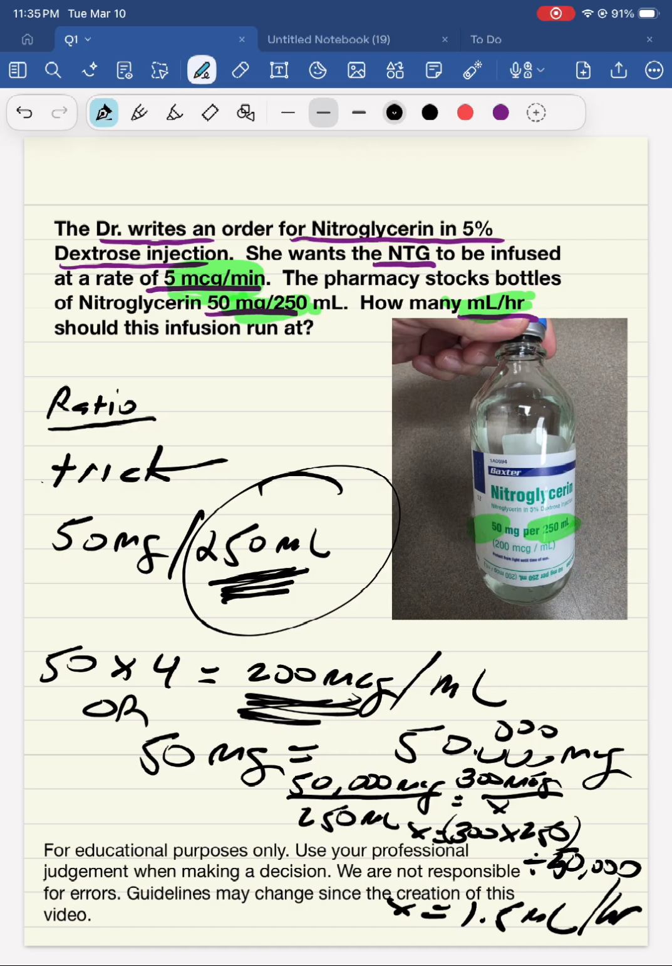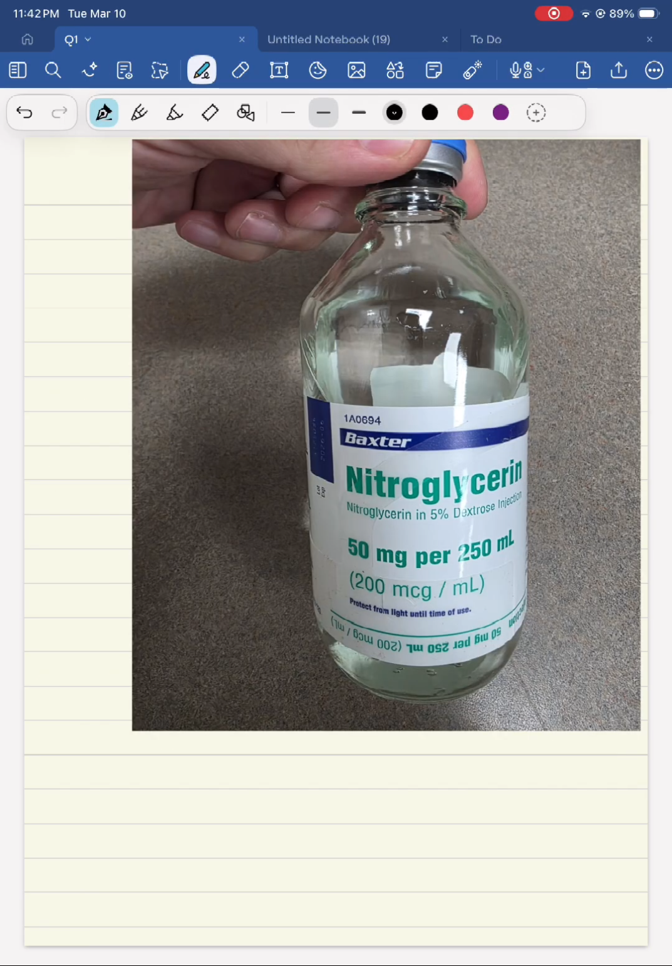And I just want, again, just take a look at this bottle. This is a real bottle. This is what we use in the hospital. Get used to seeing these concentrations. Get used to seeing what the label looks like. And that's it. It's just practice. Just keep doing these problems.